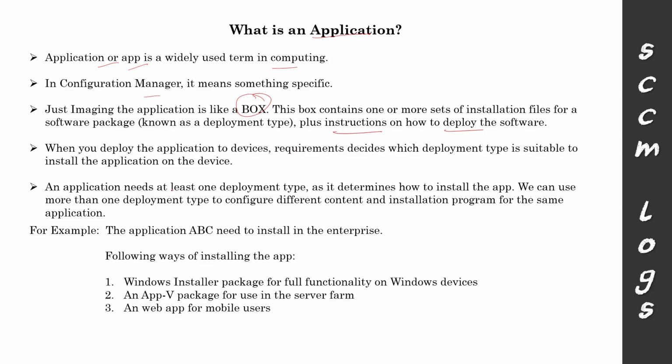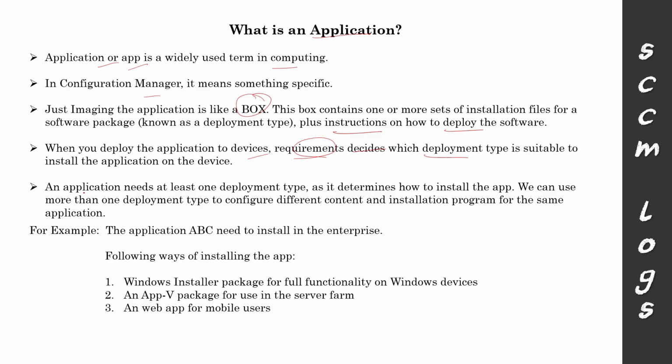When you deploy the application to devices, requirements decide which deployment type is suitable to install the application. The deployment type contains a set of instructions, like where the content is located and what the command line is to install the application program. Based on the requirements, it can decide which deployment type is suitable. We'll see that in the real-time lab environment shortly.